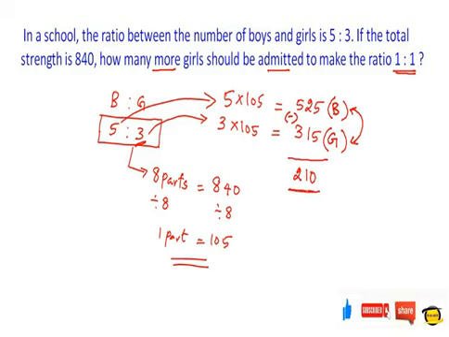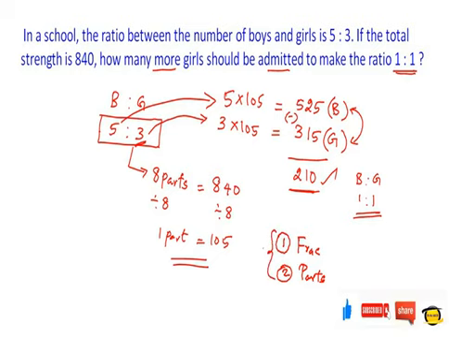So if we add 210 girls to the school, then the ratio between boys and girls is going to become 1:1. That's it. So we have solved this question by using 2 methods. One is the fraction trick and the other one is the parts trick. So whichever method is convenient for you, make use of that. And these 2 tricks can always be used to solve a lot of questions in ratios and proportions.